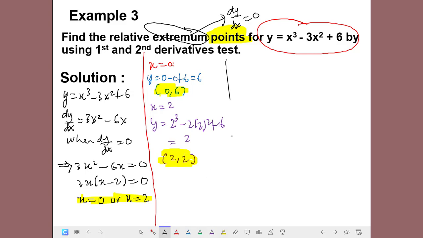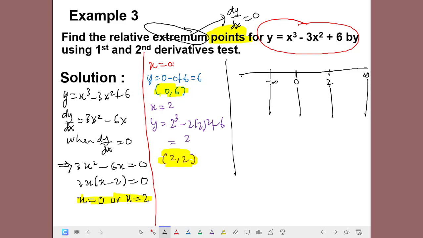Just do one number line. Okay, here is 0, and this is infinity, negative infinity. Just write this one. Okay, and then this is the value for x. Okay, the value for dy/dx and the graph. The method of the graph: is it increasing or decreasing?